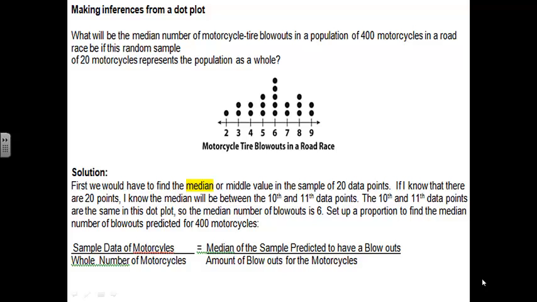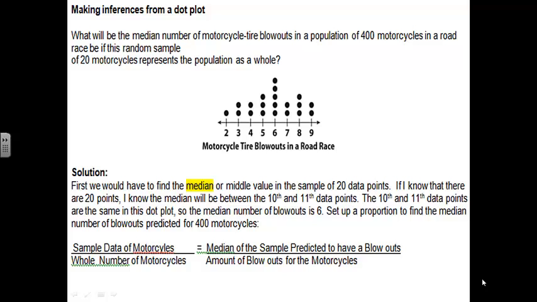There are 4 different ways that we can make inferences from data that we collect. One of them is making inferences from a dot plot. What would be the median number of motorcycle tire blowouts in a population of 400 motorcycles in a road race if this sample was of 20 motorcycles representing the whole population? So of the 400 motorcycles in the race, these people have chosen 20 to represent all of them to see how many tire blowouts they can predict will happen in a road race.